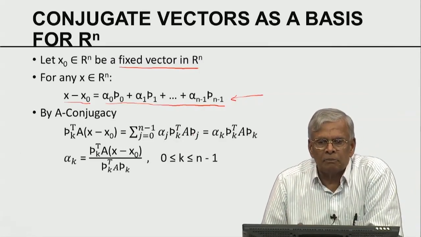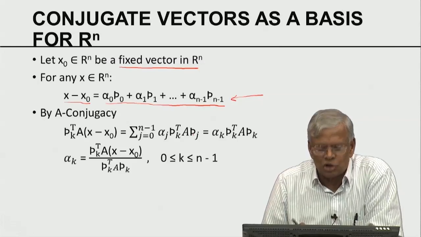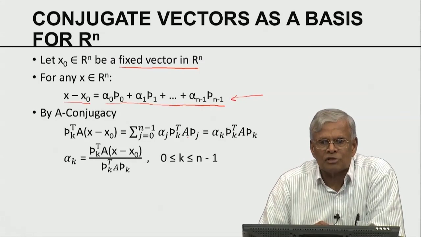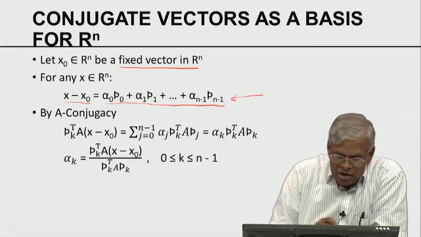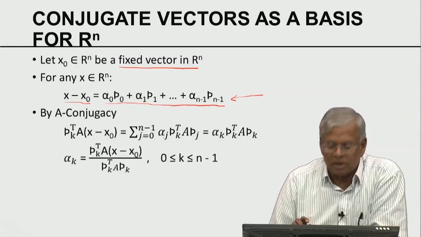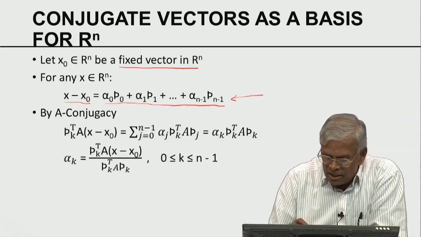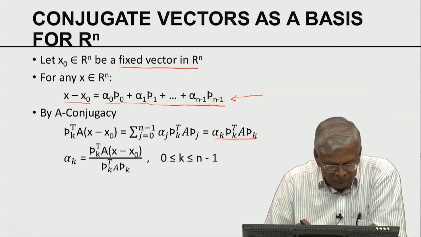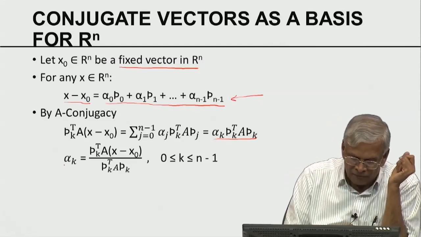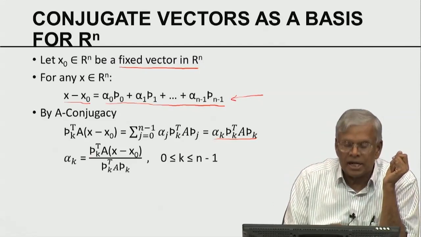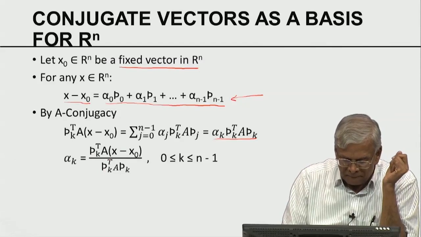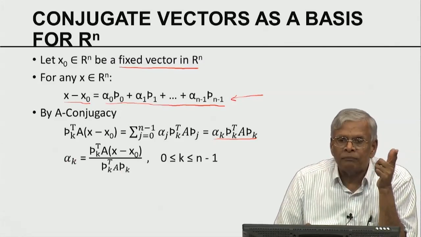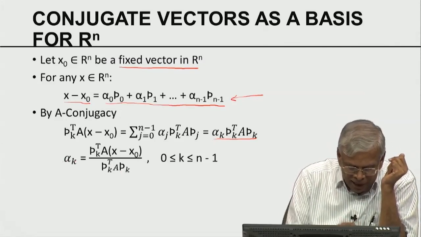But p k and p j are bound by A conjugacy. Therefore p k transpose A p j is 0 if k is not equal to j. That j is a free variable, k is fixed. Therefore the left hand side is equal to alpha k times p k transpose A p k. Therefore alpha k is equal to p k transpose A times x minus x naught divided by p k transpose A p k. So this applies for any k, and this gives you the values of alpha k.